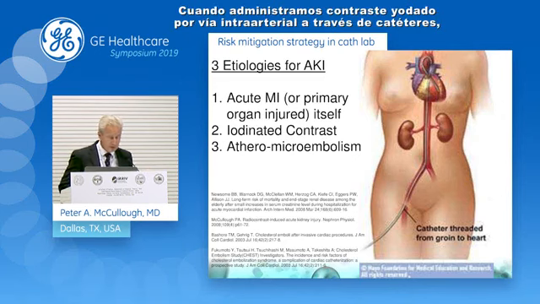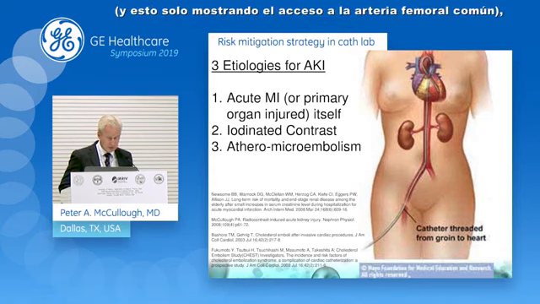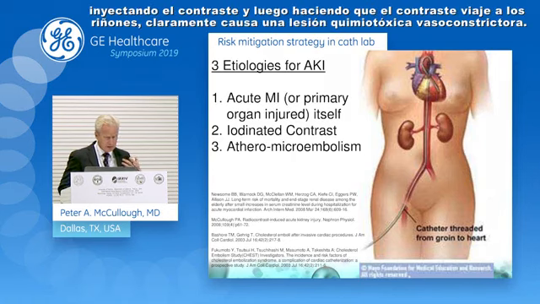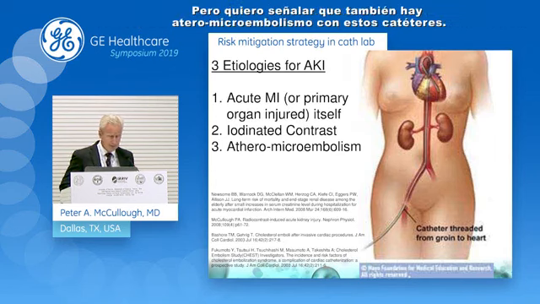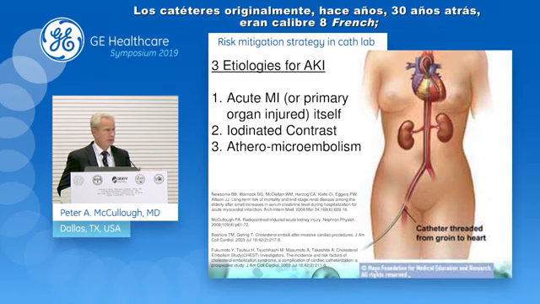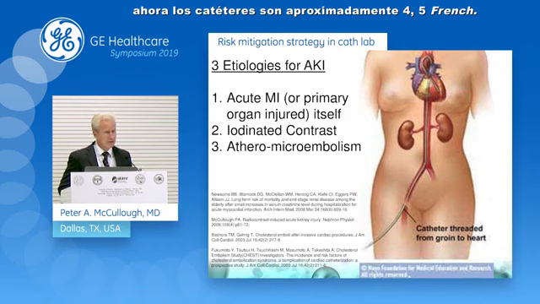When we administer iodinated contrast intraarterially through catheters, and this is just showing access through the common femoral artery, injecting the contrast and then having the contrast travel to the kidneys clearly causes a vasoconstrictive chemotoxic injury. But I want to point out that there's also atheromicroembolism with these catheters. The catheters originally, 30 years ago, were about 8 French in size. Now catheters are about 4 or 5 French in size.